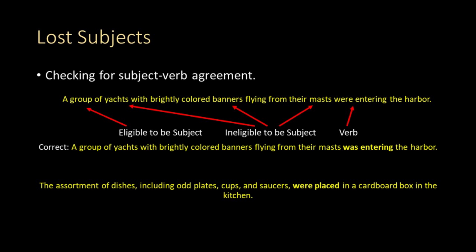The assortment of dishes, including odd plates, cups, and saucers, were placed in a cardboard box in the kitchen. First, identify the verb. It's were placed. Then work backward, eliminating one by one the nouns that aren't eligible to be the subject of the sentence. And when you find the noun that can be the subject, assortment, make sure the verb agrees with it.